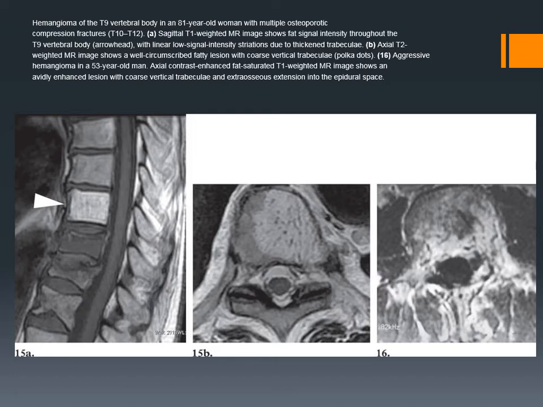Sometimes the tumor can be aggressive, extending to the soft tissue and spinal canal, sort of malignant, but it's not malignant. It's an aggressive mode. So this is usually treated with embolization because it's vascular. Here, extraosseous extension.